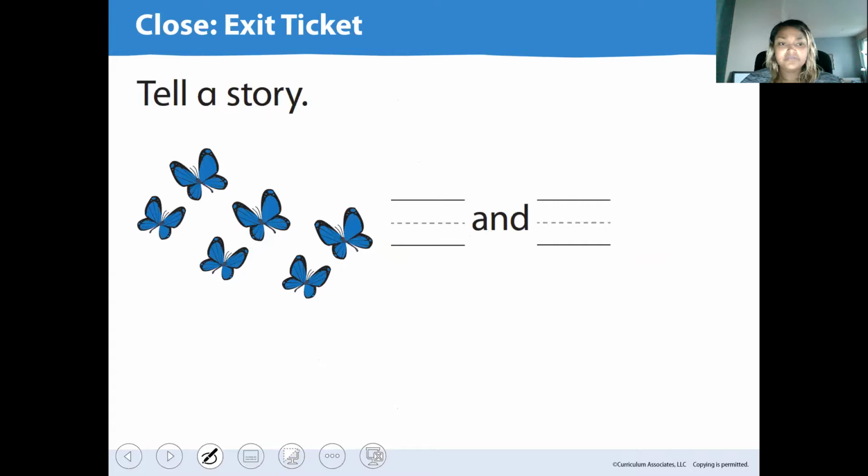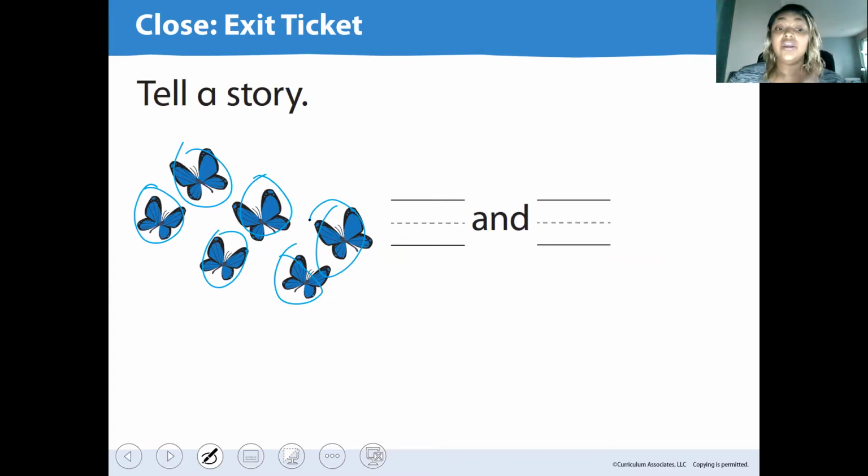And here's our exit ticket. So sometimes we used to do this in class. It says, tell a story. So how could we tell a story about these butterflies? So Mrs. King will give me an example. So we have 1, 2, 3, 4, 5, 6. So I'm going to make up a story on these 6 butterflies.